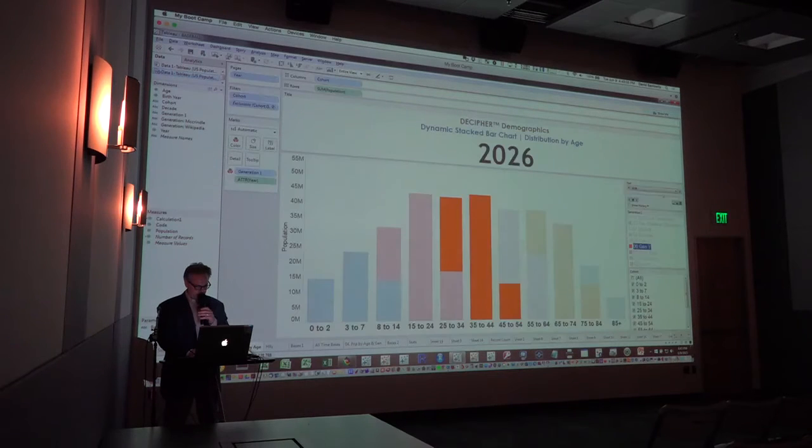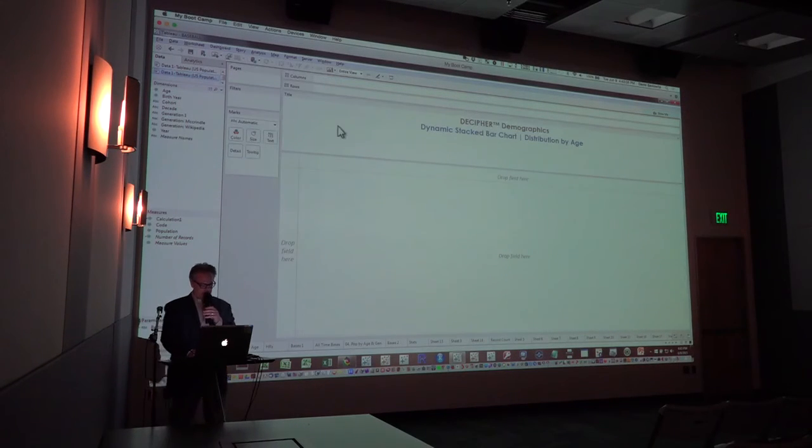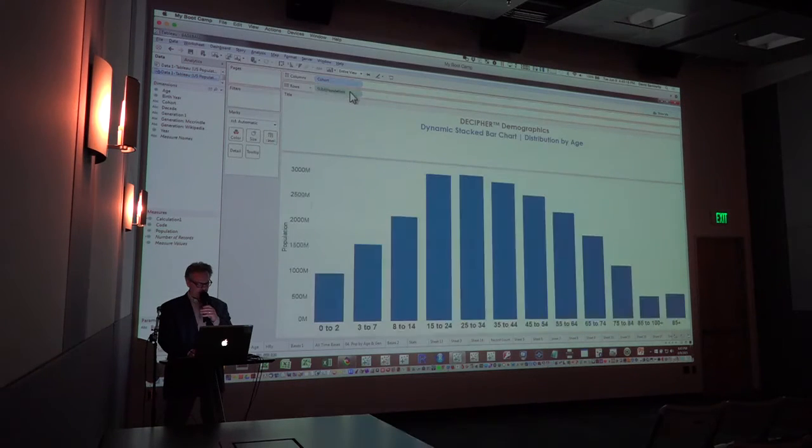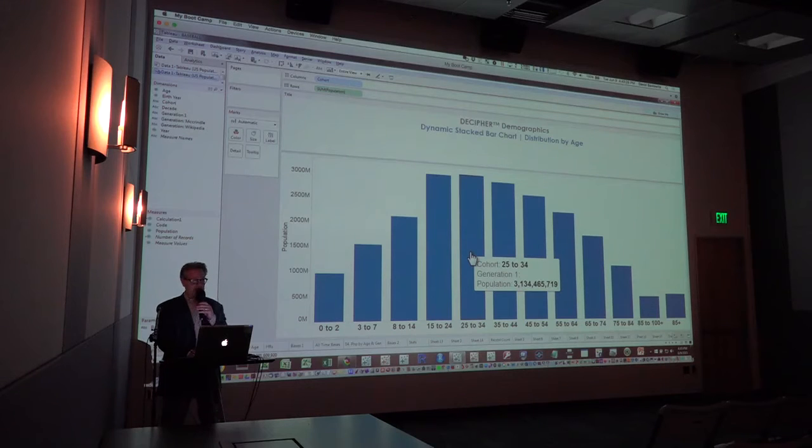Okay? So, just a blank canvas generally. And what I did here was place the cohort on the column shelf, so you get your nice x-axis. Does everybody see that? And then we took population and stuck it on the row shelf. So now, in essence, we have a very simple distribution. If I highlight the 25 to 34-year-olds, we know that there were 3.1 billion people, but again, there's no year dimension on here. That's just throughout the entire database. It doesn't mean anything as of yet.